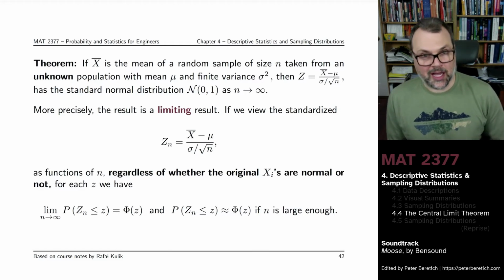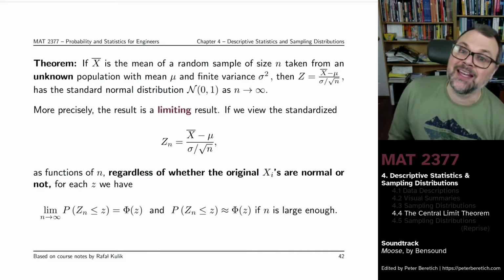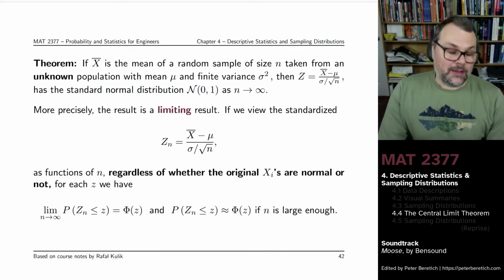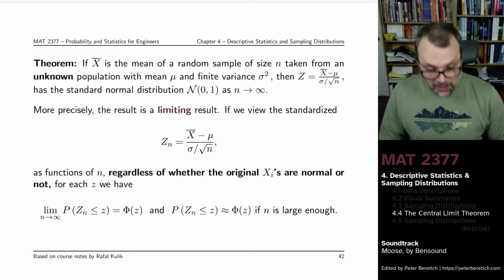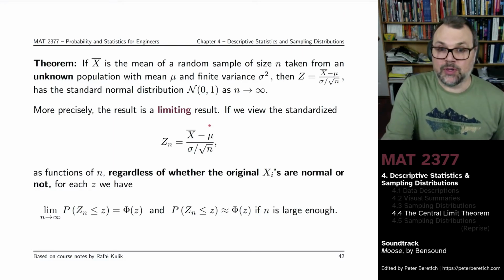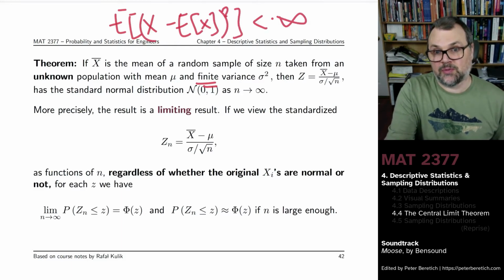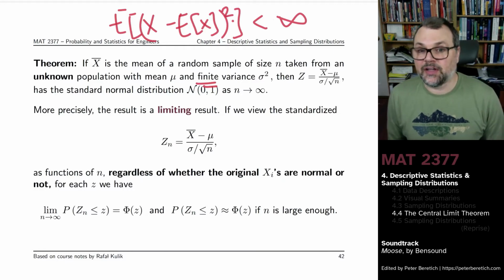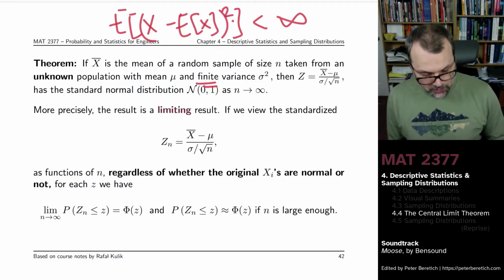It could be an exponential distribution. It could be a gamma distribution. It could be any distribution. That distribution has mean mu and a finite variance. That part's important. It's got to be that when you compute the expectation of (x minus the expectation of x) squared, this has to be smaller than infinity. That very often happens with regular, reasonable distributions.